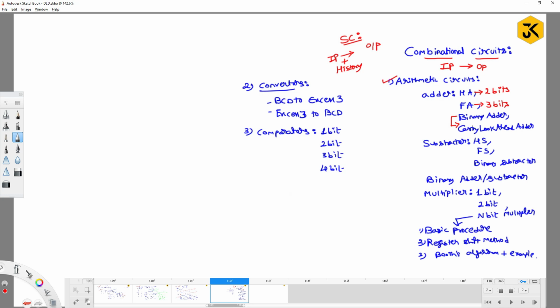The reason why we are moving to carry look ahead adder is because of propagation delay, right? In binary adder we are going to have more propagation delay. To overcome this drawback, we are going to construct special hardware for the carry look ahead adder. That's the reason propagation delay will be very less in carry look ahead adder. Okay, fine. And then we have seen subtractor.